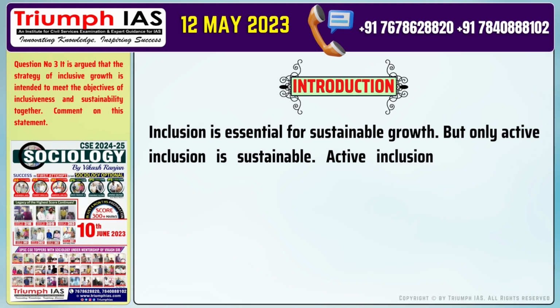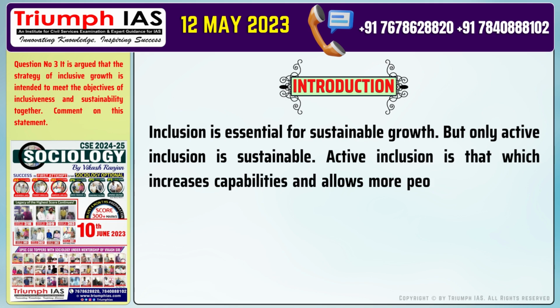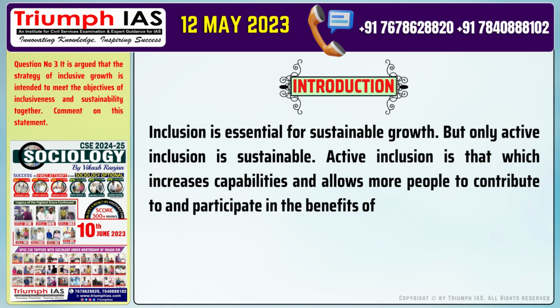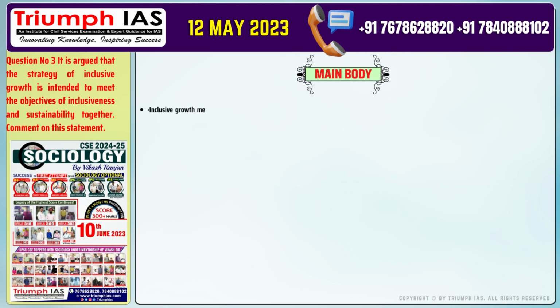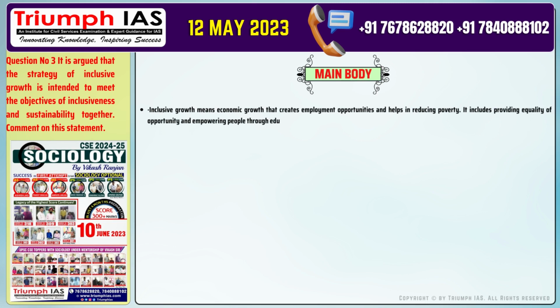But only active inclusion is sustainable. Active inclusion is that which increases capabilities and allows more people to contribute to and participate in the benefits of growth. The main body of the answer should be number 1. Inclusive growth means economic growth that creates employment opportunities and helps in reducing poverty. It includes providing equality of opportunity and empowering people through education and skill development.